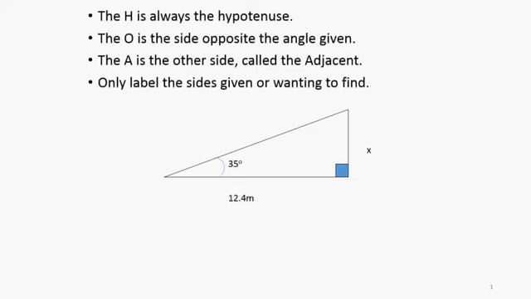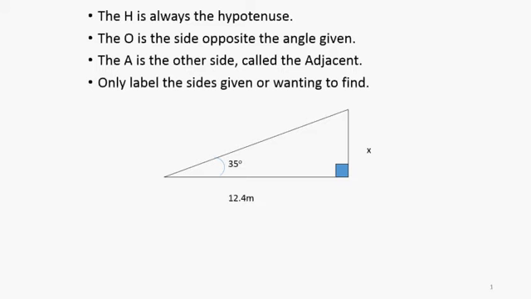Hi there. Today we're going to use the sine rule for the trigonometry function on a right angle triangle to find the missing side, the hypotenuse, and the angle. First thing we need to do, when you look at a triangle, is be able to label them. Label them in the sense of the opposite, the adjacent, and the hypotenuse.